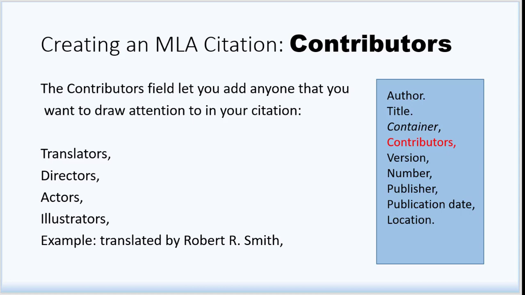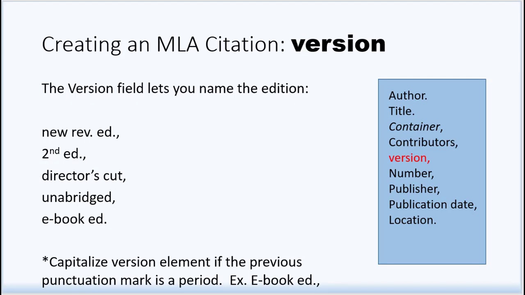Continuing with the order, contributors. This element is where you put lesser editors, translators, illustrators, etc. You can also call attention to someone, say a vocalist or a director. Version. Here is where edition number would live, or something labeled Special Edition or Revised Edition.